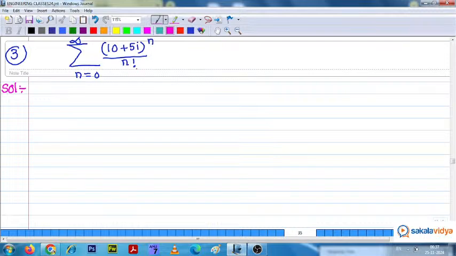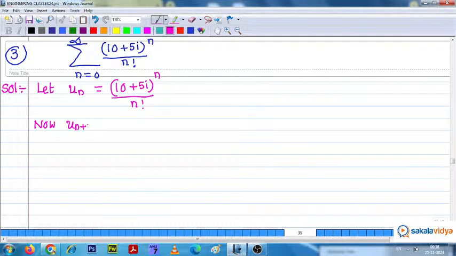The nth term is already given, so we need not find the nth term. Directly we can proceed with the nth term itself. So let un equal 10 plus 5i whole to the power of n divided by n factorial, right? Now let us find un plus 1.